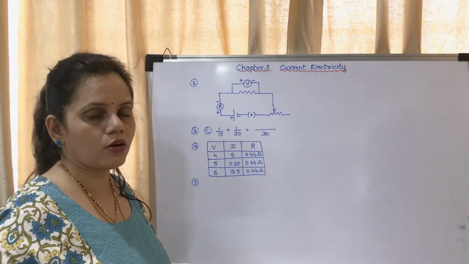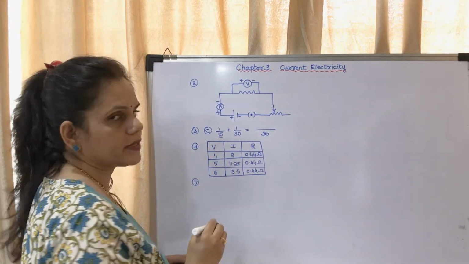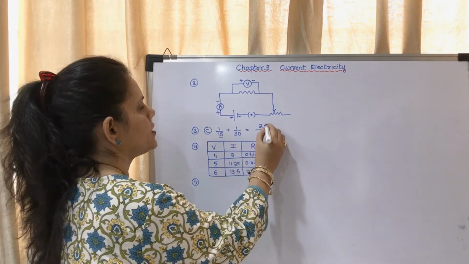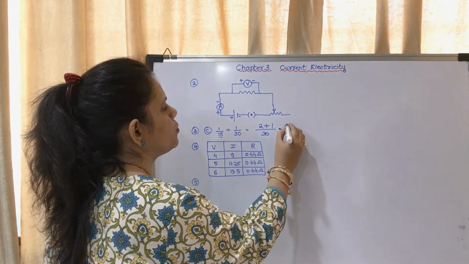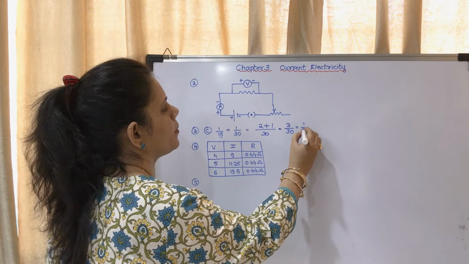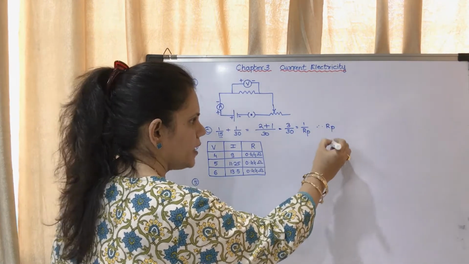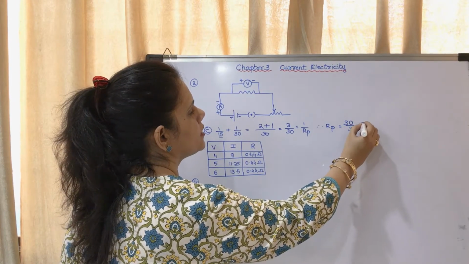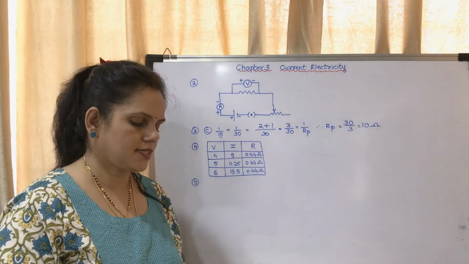I had shown you how to calculate the LCM. 30 is the LCM. 15, how much are 30? 15 2s are 30. 30, how much are 30? 30 1s are 30. So it will become 2 plus 1, that is 3 upon 30, which is equal to 1 upon Rp. Therefore, Rp will be equal to 30 upon 3, that will be equal to 10 ohms. Okay, this is the answer.